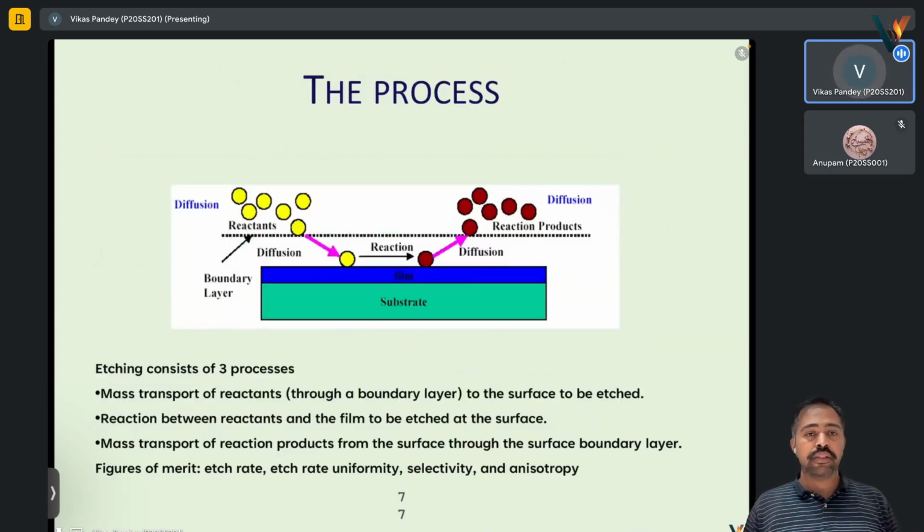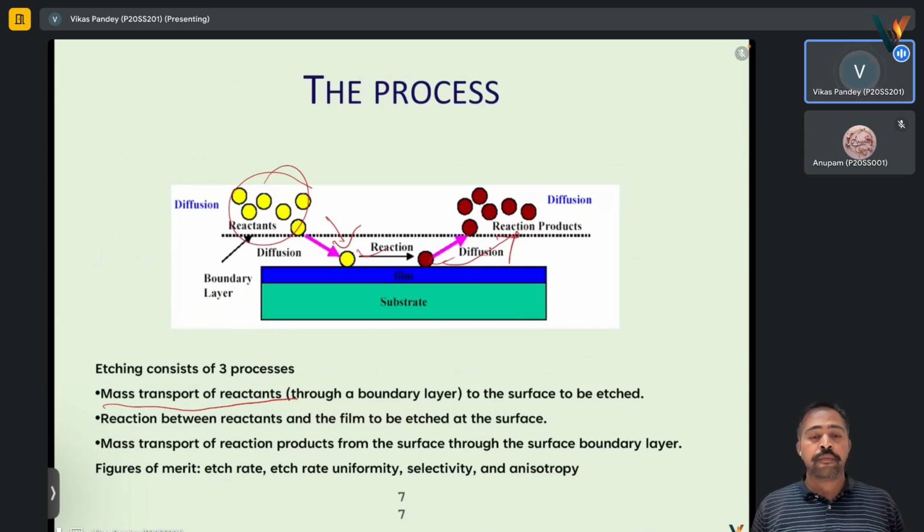So what happens in this case? The reactants diffuse onto the film, reaction takes place, and then the byproducts again diffuse back into the solution, and this continues till the film etches out. It mainly consists of three processes: first, mass transport of reactants through the boundary layer to the surface to be etched; then reaction between reactant and the film to be etched at the surface; third, mass transport of reaction product from the surface through the surface boundary layer.